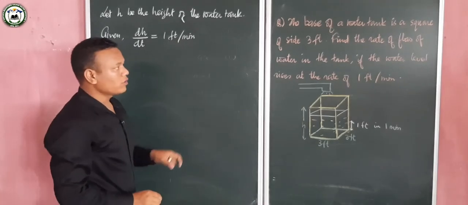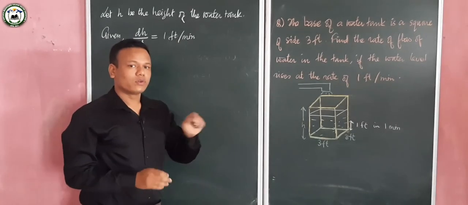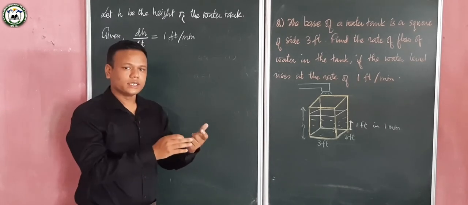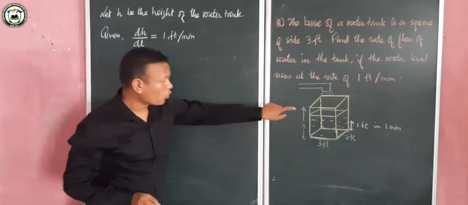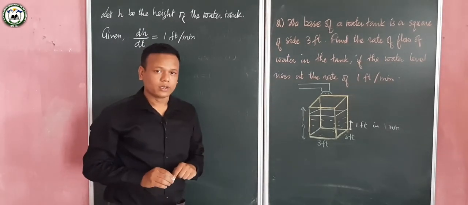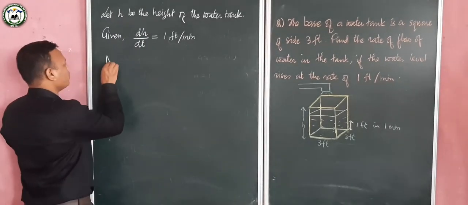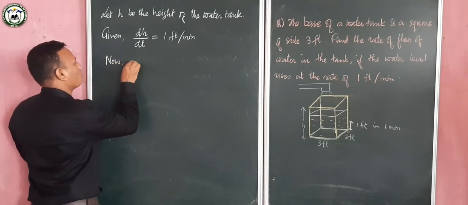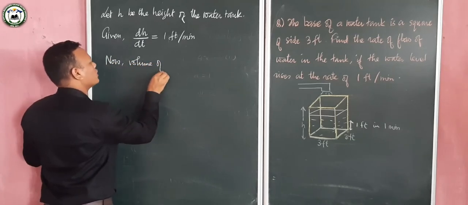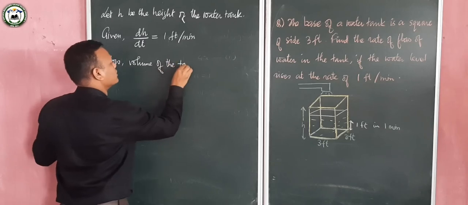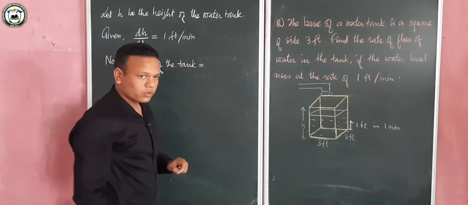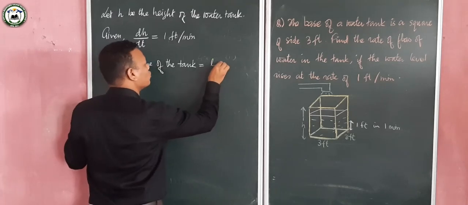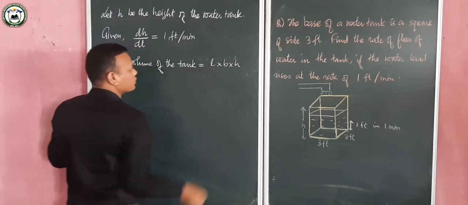Now according to question we need to find what is the rate of flow of water, that means what is the increase in volume. Okay na, so that's what we need to find. Bhanchi volume ko formula ke huncha tyo hamile lekhnu paryo. Okay, now volume of the tank is given by, so yo ke huncha re bhanda yo actually ke ho euta cuboid ho again. So cuboid ko formula ke huncha l into b into h huncha ki hudaina, right?